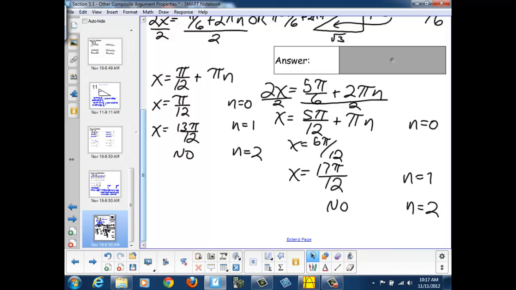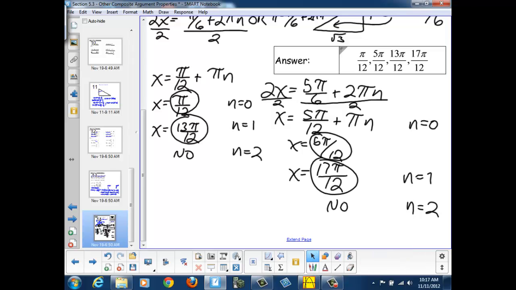That tells me that my 4 solutions are pi over 12, 13 pi over 12, 5 pi over 12, and 17 pi over 12. Success!